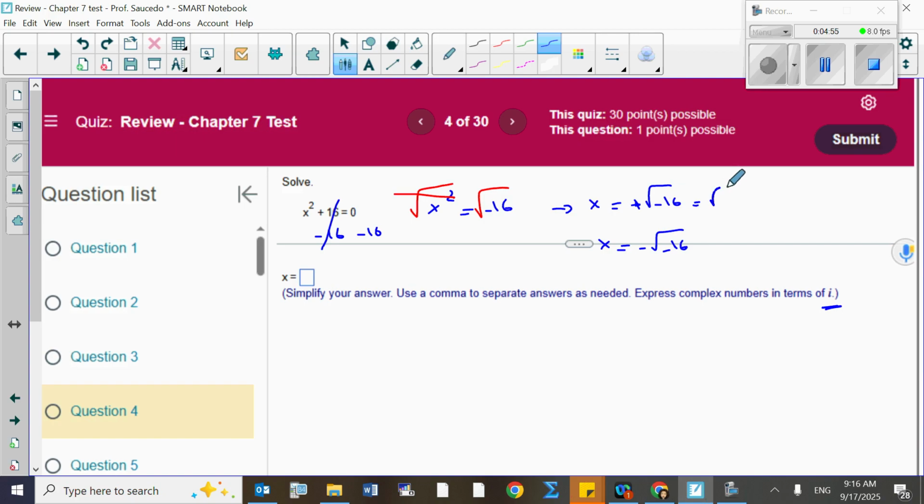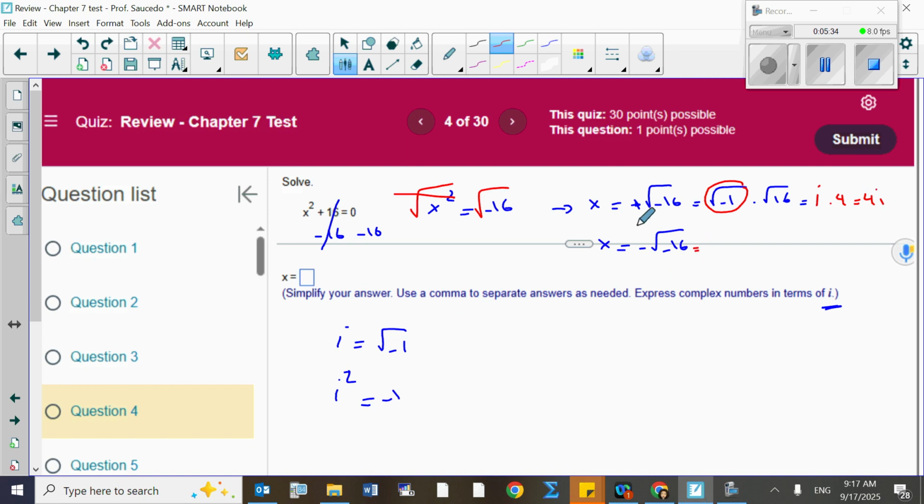-16 on the radical is basically negative 1 times square root of 16. Square root of negative 1, we know that it's equal to I. I is the square root of negative 1, and I squared is equal to negative 1. So instead of this term, I'm just going to put I here. And the square root of 16 is 4. So I can just write 4I here.